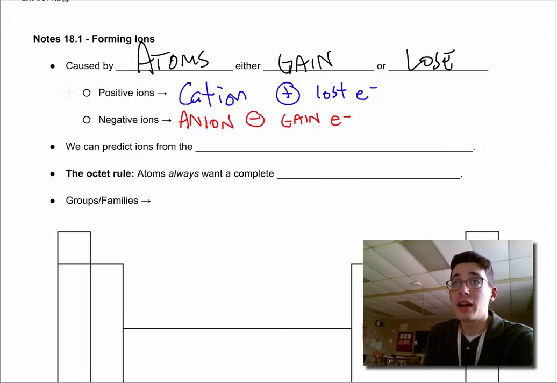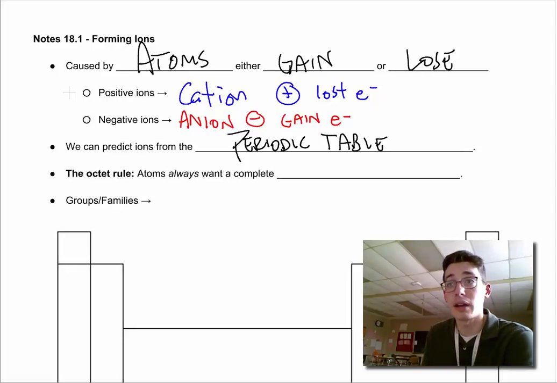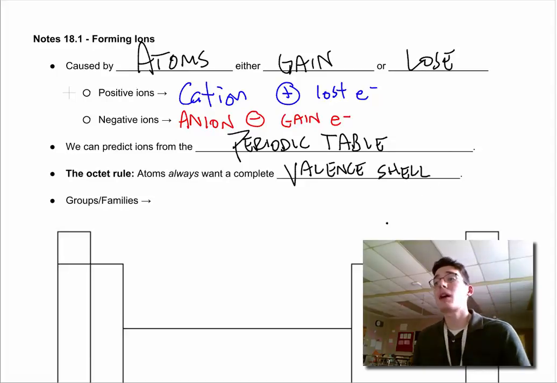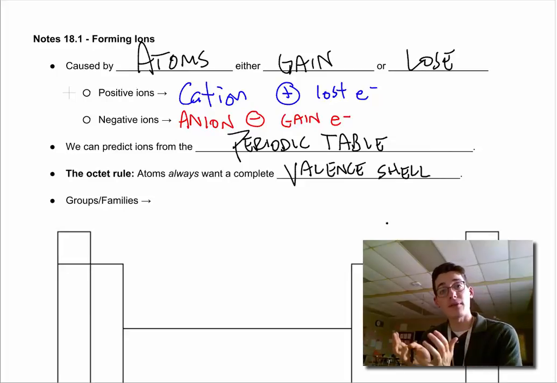And we can predict our ions, just like anything else in chemistry, which is pretty great, from the periodic table. I can look at my periodic table, the main group elements at least, and predict what my ions are going to be. When we're doing our ions, we use something called the octet rule. Atoms always want a complete valence, that outside shell. So I either lose my electrons or gain them to fill that valence shell, whatever that valence shell happens to be.